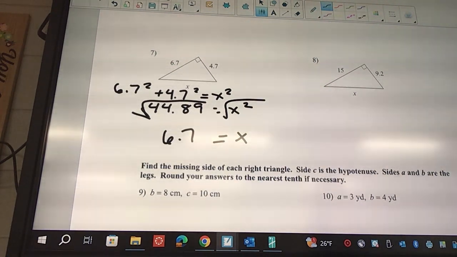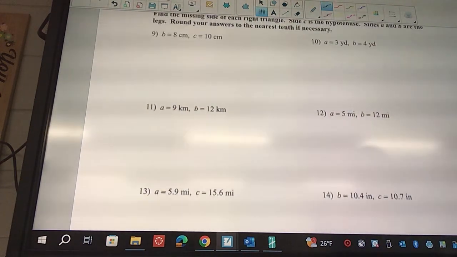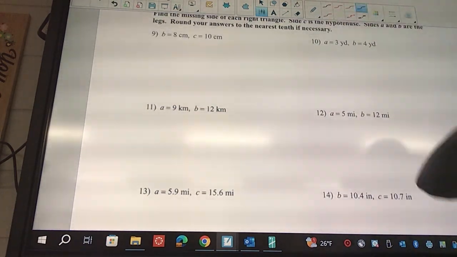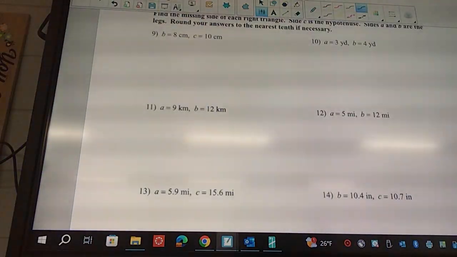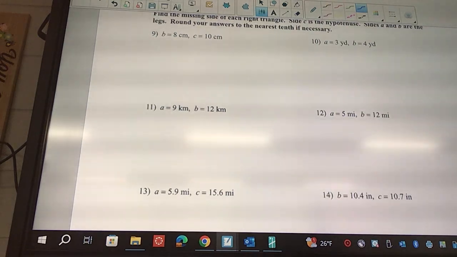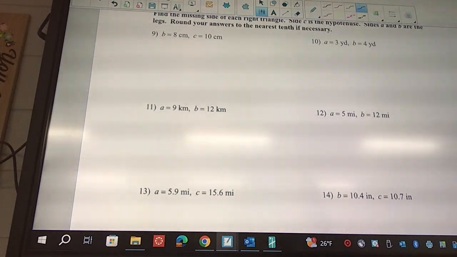Okay, so it's like 6.7, maybe she did it wrong, maybe not. I don't know. Don't care. Okay. The next part, it's giving us the A, B, and C. Okay, or it's missing either A, B, or C. Okay. And then we just need to find whatever missing piece.